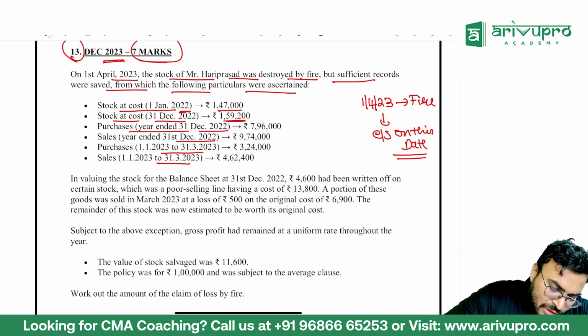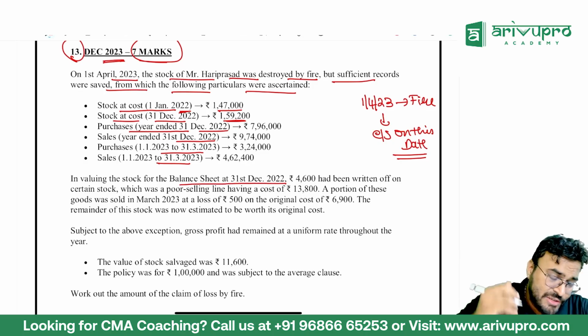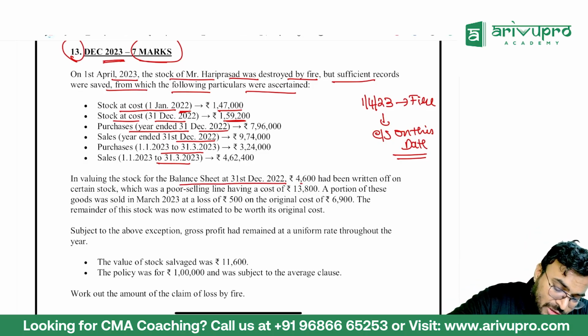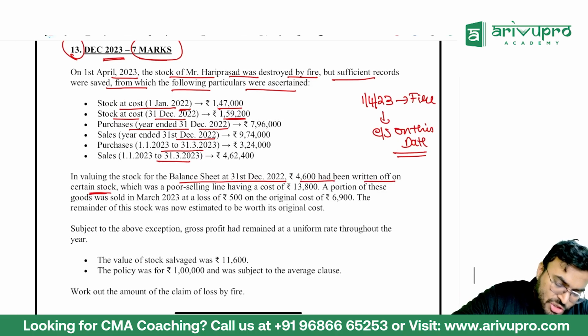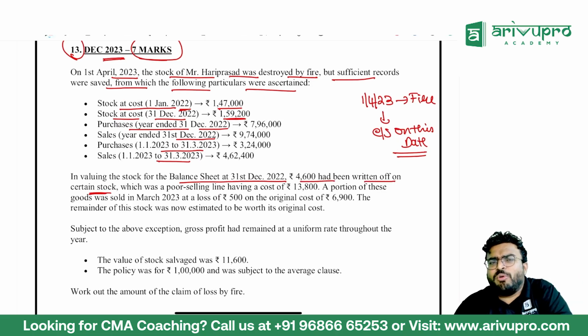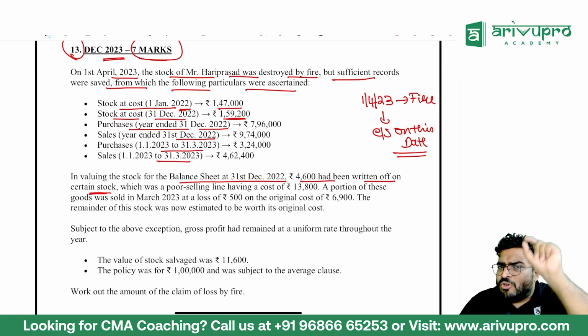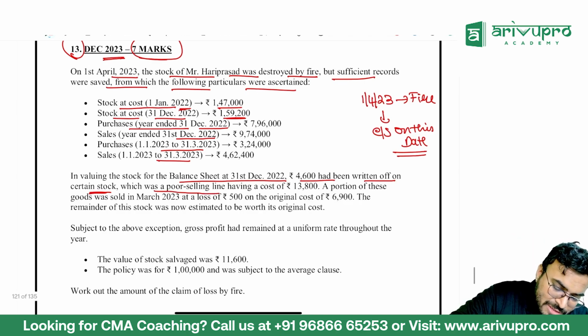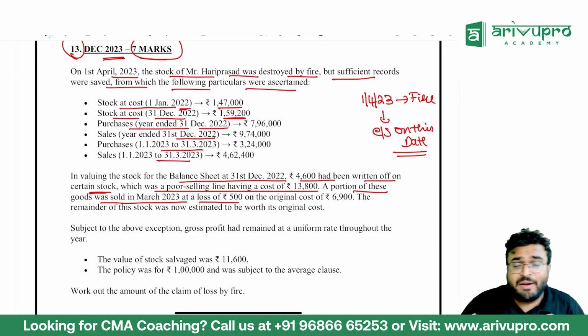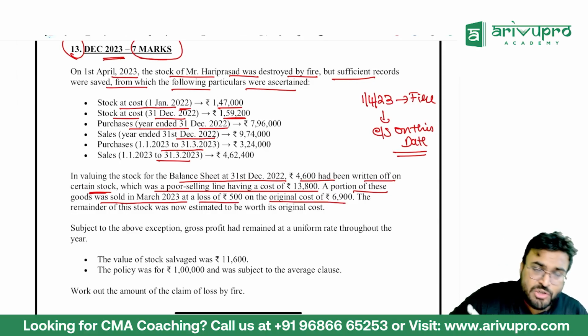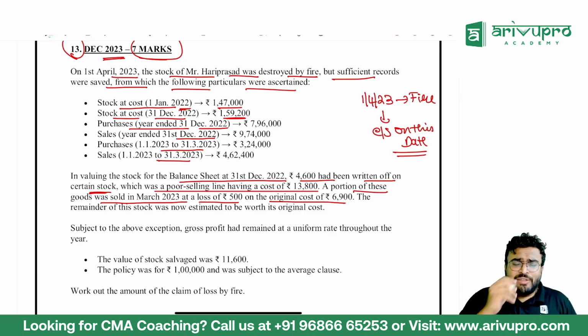In valuing the stock for the balance sheet date 31st December 2022, 4,600 had been written off on certain stock. They have removed 4,600, and we have to add it back because we want to know the actual value, which was a poor selling line having a cost of 13,800. Portion of these goods was sold in March 2023 at a loss of 500 on the original cost of 6,900. Portion of these goods we have sold this year.